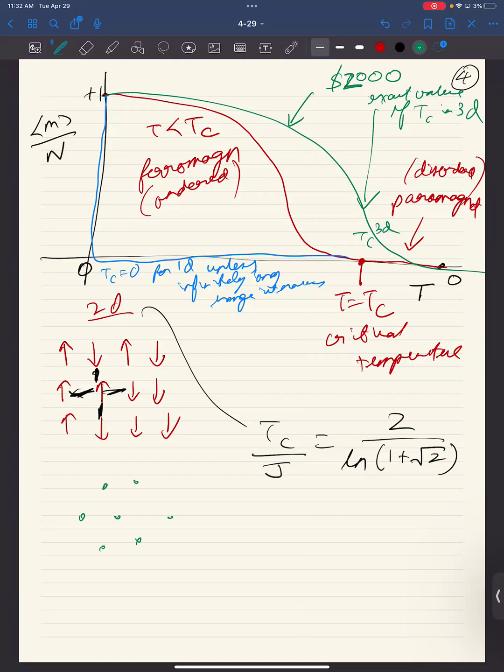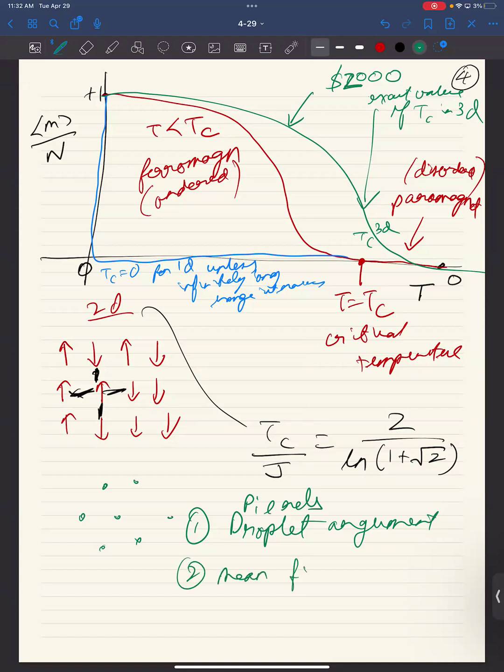We will do this through 3 types of arguments. The first thing we will study is known as a droplet argument, which is very intuitive and quite nice. It has a name, the spelling I always forget: Peierls, P-I-E-R-E-L-S, the Peierls droplet argument. Then we will study mean field theory, which is more mathematical. Mean field theory gives you a critical temperature non-zero even in 1 dimension. So it's wrong, but it becomes more and more accurate as you increase the dimensions. And third, we will do some intro to renormalization group theory.